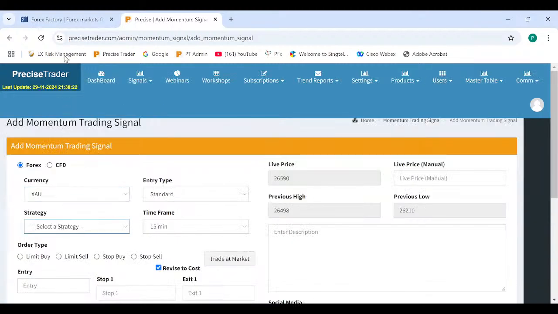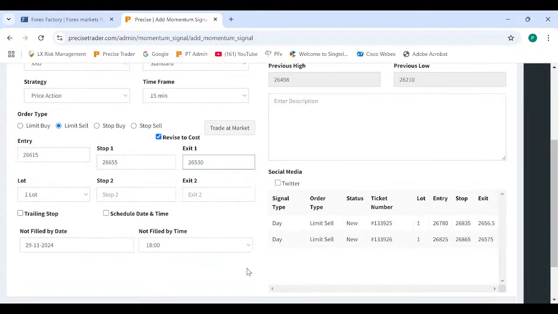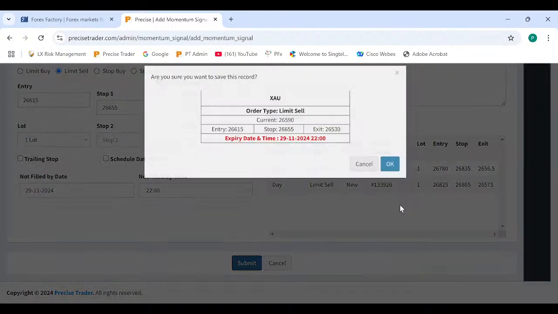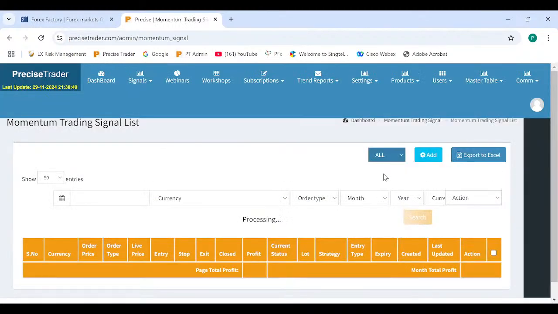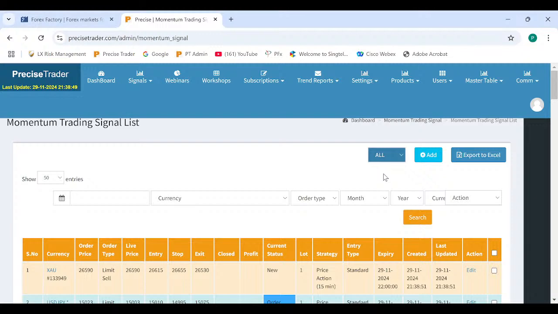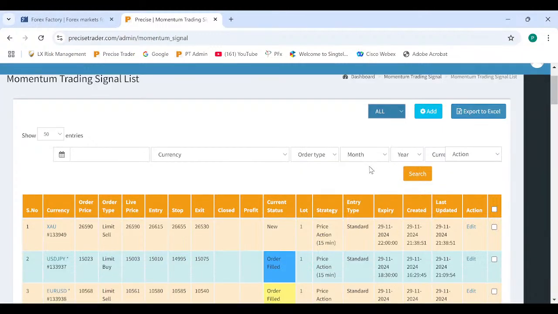Okay, gold sell 2661 half. We'll put it at 61 half, stop at 65 half, and TP at 2653. The expiry is until 2200 hours. That means this trade is valid for another 20 minutes. So if we are able to get that trade, we will take it. Otherwise, we would let go of the trade. We won't force ourselves to go in and trade.